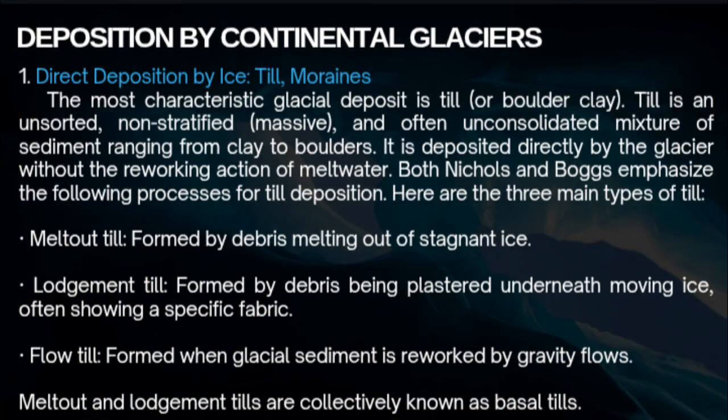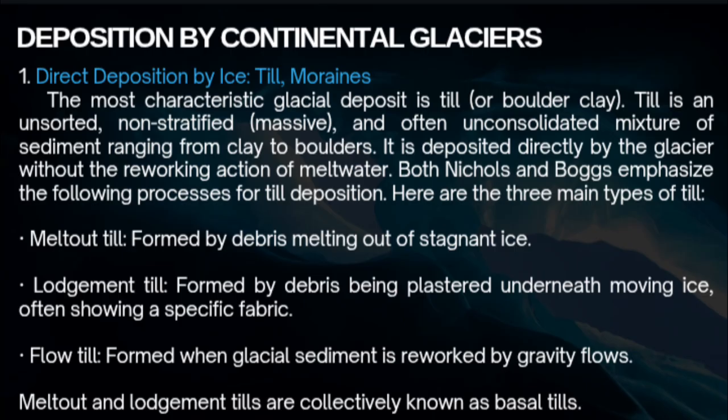And now let's focus on the depositions by continental glaciers. The first one is direct deposition by ice, which deposits till and moraines. The most characteristic glacial deposit is till, or boulder clay. Till is an unsorted, non-stratified, or massive and often unconsolidated mixture of sediment ranging from clay to boulders. It is deposited directly by the glacier without the reworking action of meltwater.